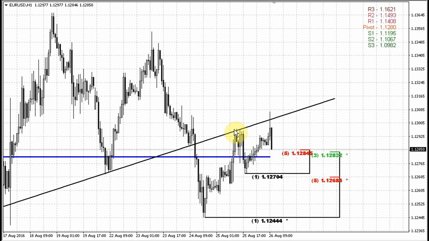So that's our current view on the euro currency. So let's see what will happen today, close to the end of the session.